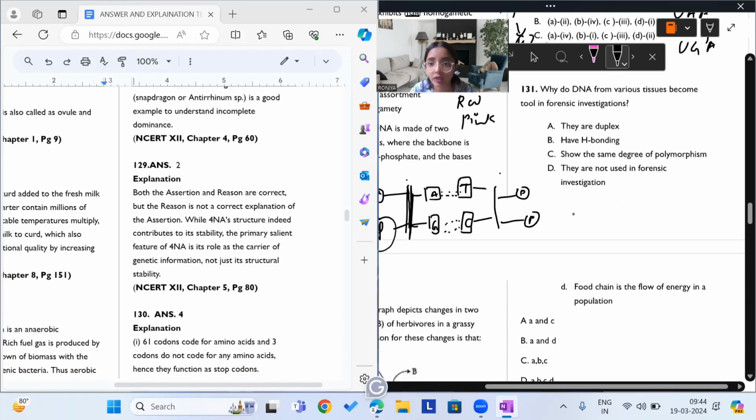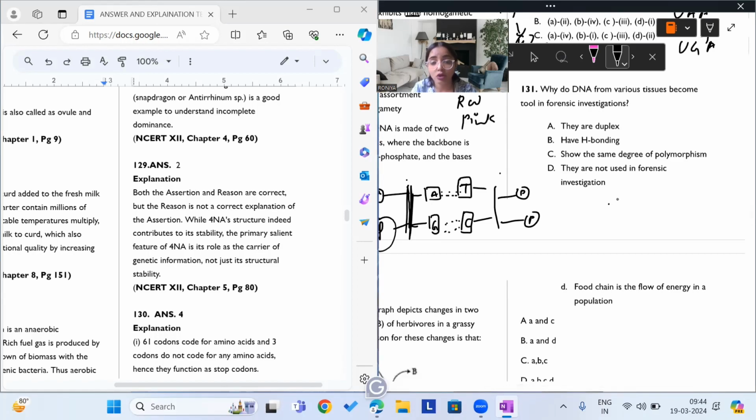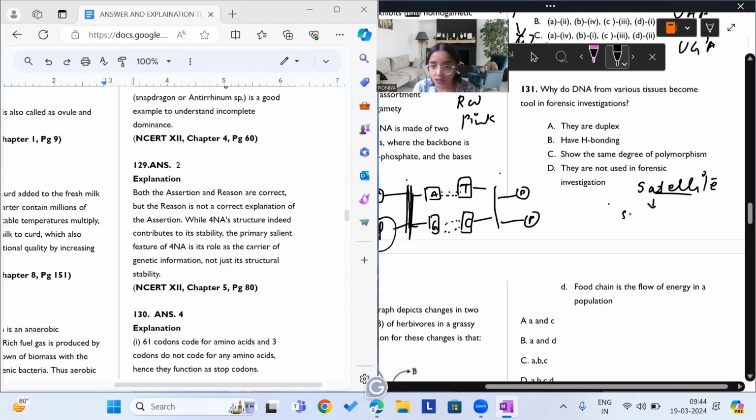Question 131. Why do DNA from various tissues become tool in forensic investigation? Because of polymorphism. So what is polymorphism? Every DNA has a satellite DNA in it. Every DNA molecule in human beings has a satellite DNA in it. And this satellite DNA is nothing but a sequence of DNA which is repeated again and again.